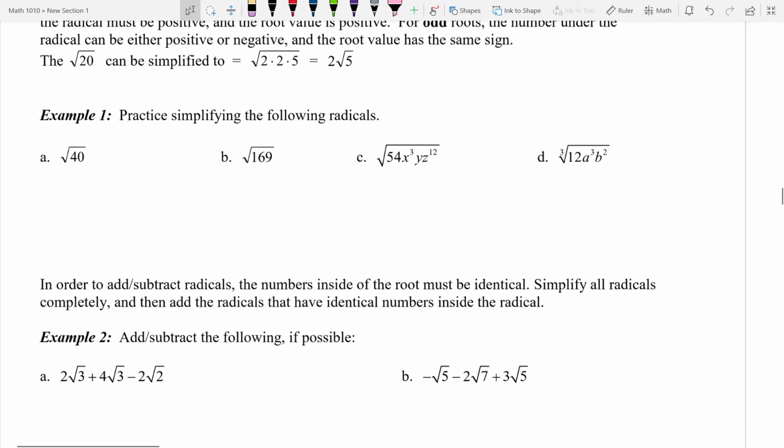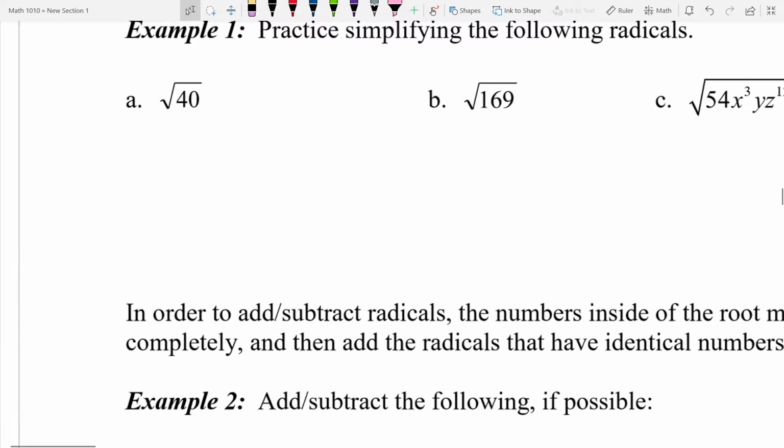Okay, so simplify the square root of 40, okay? Well, everybody grab your calculator right now. I want you to go second, and then go down like 5 buttons and hit that x squared. Then put in a 40 and hit enter. Is the square root of 40 a nice number, like 10 or 6 or 14? No. So it doesn't simplify nicely, okay?